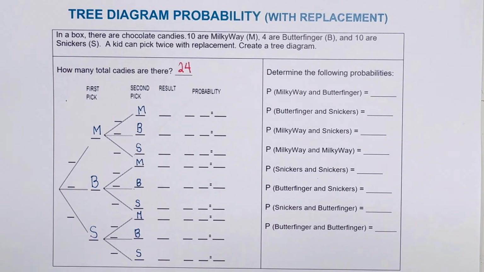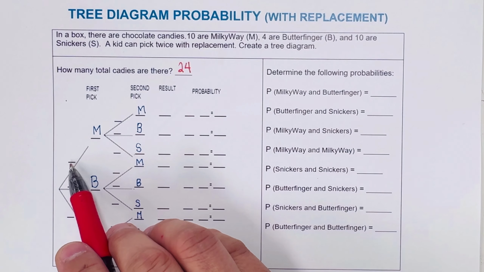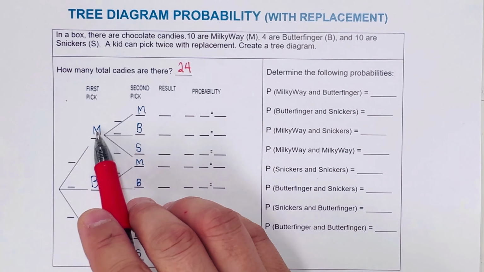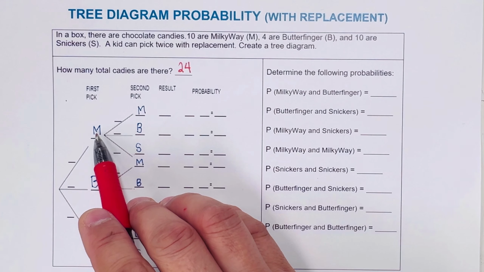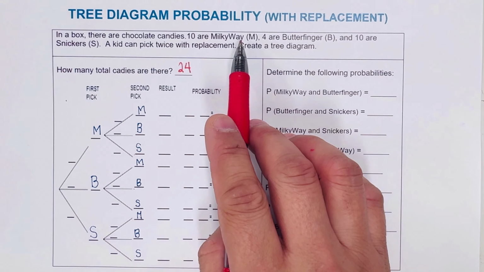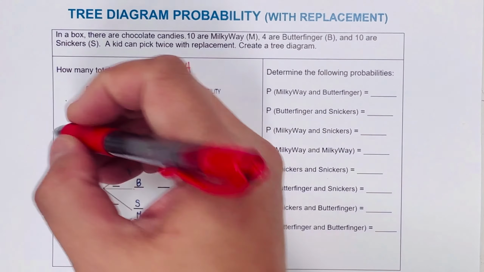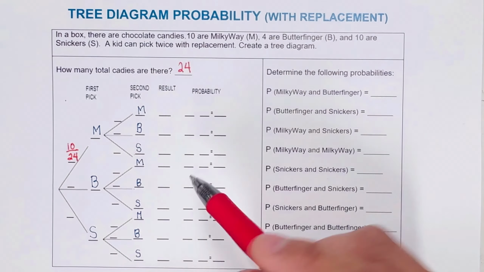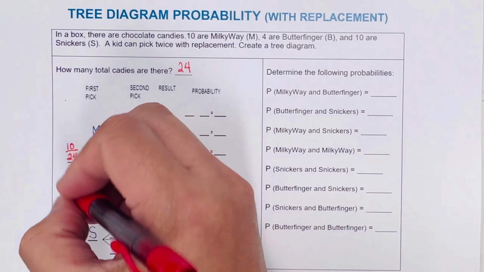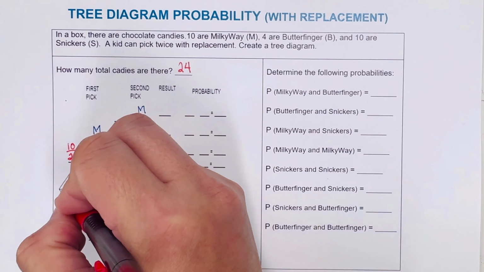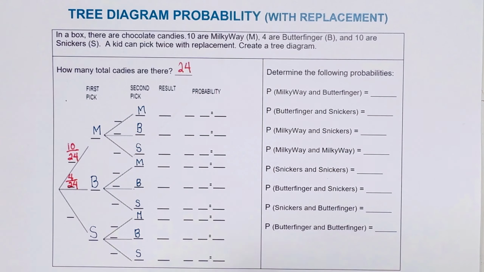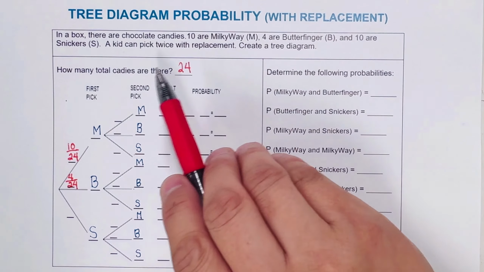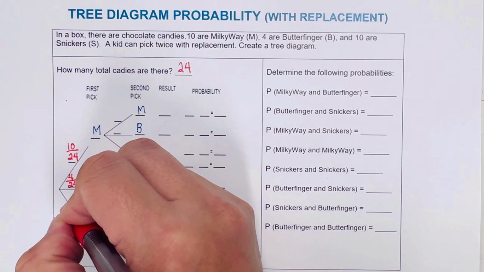Okay, on the blanks here, we're going to put the probabilities. So for Milky Way, what is the probability? There's 10 of them, so it's 10 out of 24. So this is 10 over 24. For Butterfinger, that would be 4 out of 24. And then for Snickers, we have 10 out of 24.